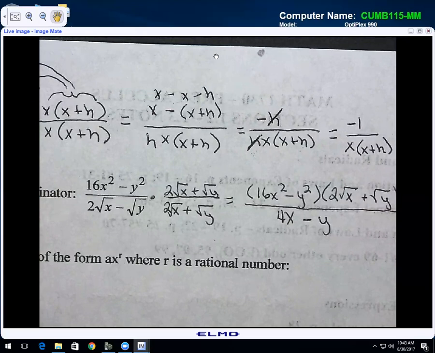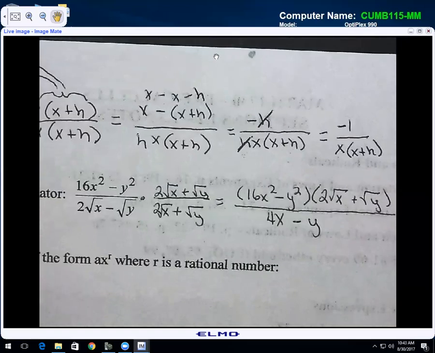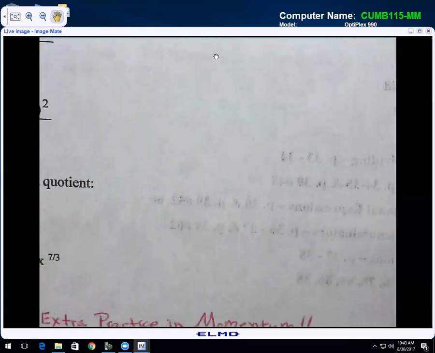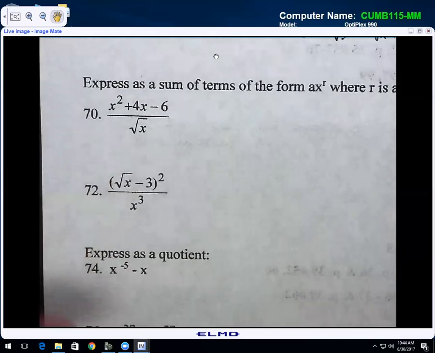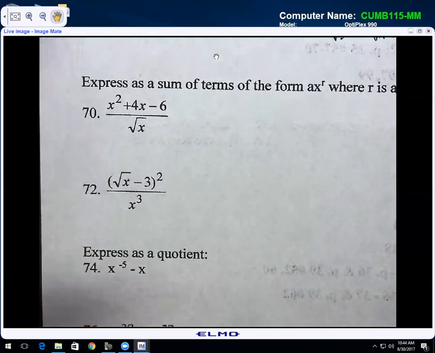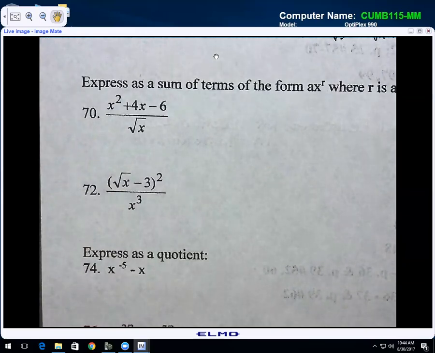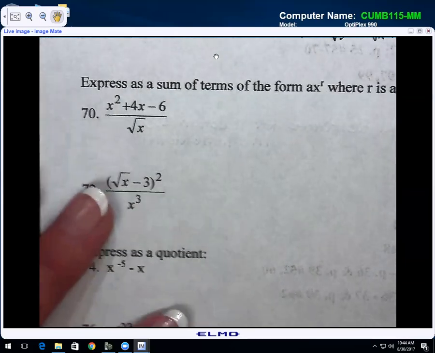All right. Number 7. Read the directions here. Always read the directions. Express as a sum of terms of the form a times x to the r, where r is a rational number.